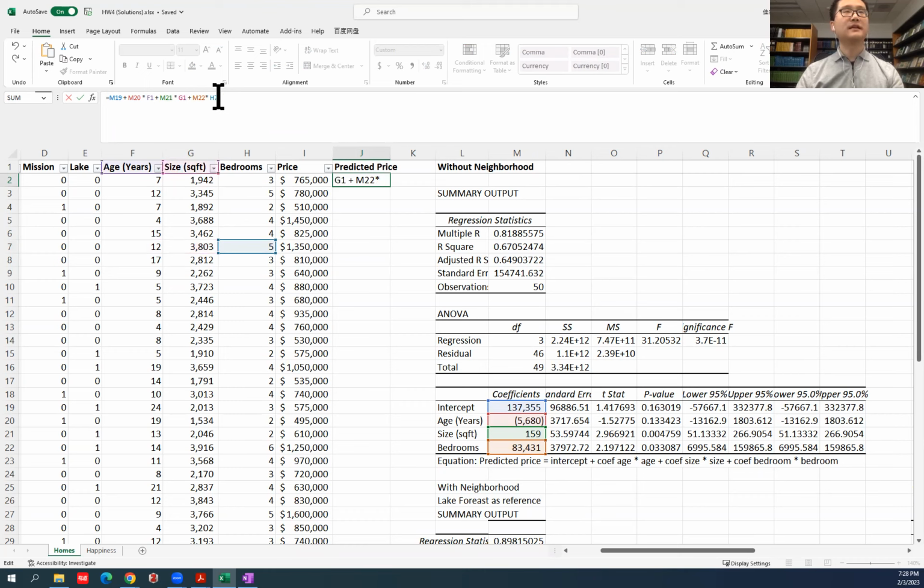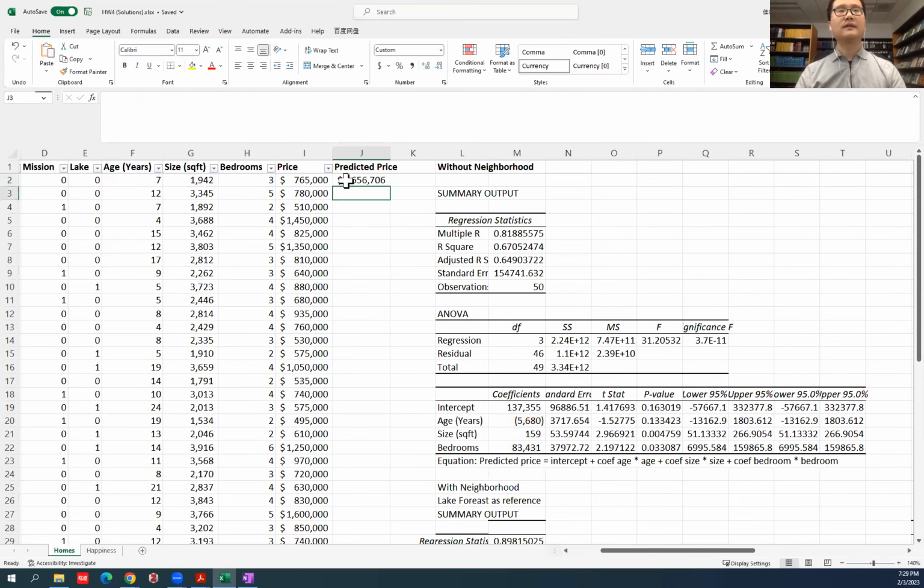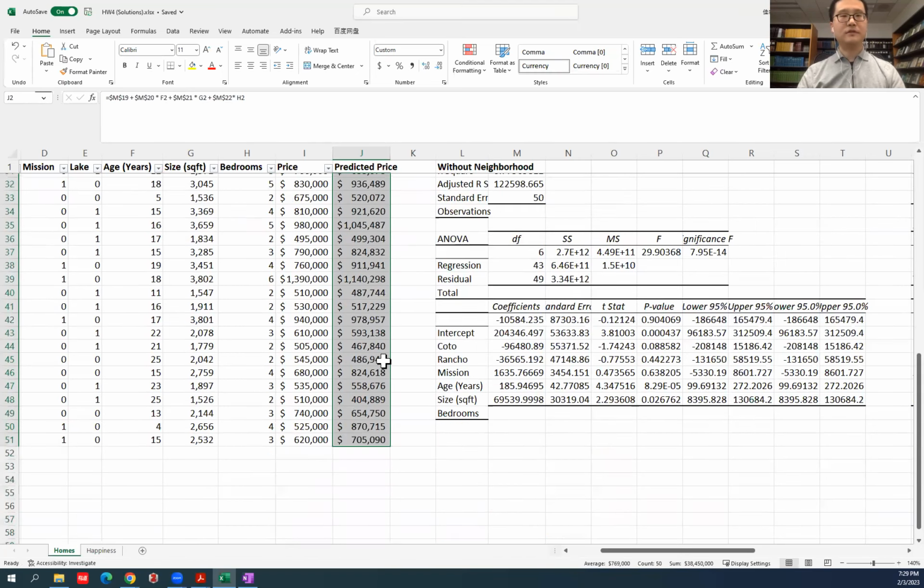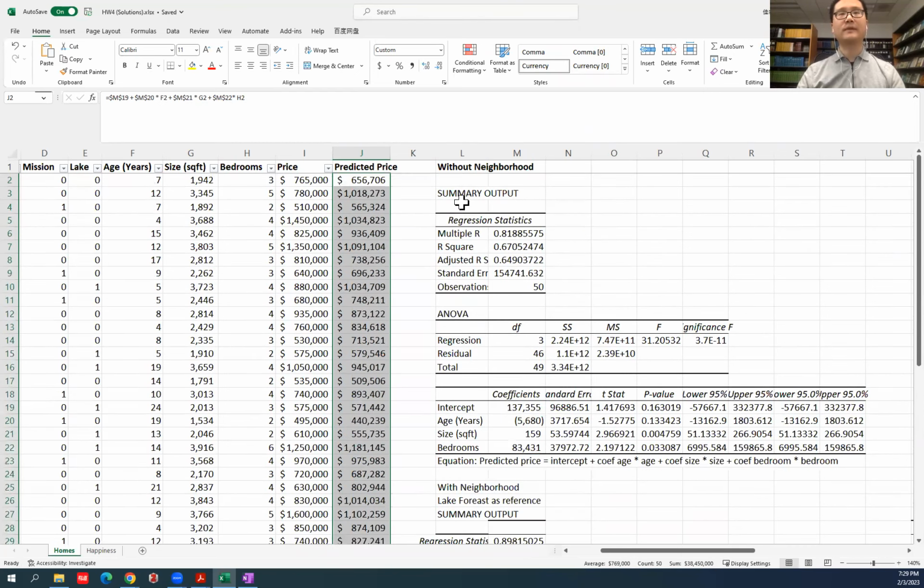we should use absolute reference for the coefficients by using F4, but relative reference for the observed predictor values. So this is the predicted price. I would autofill each of them. So it gives us a predicted price for the model we built in part A.